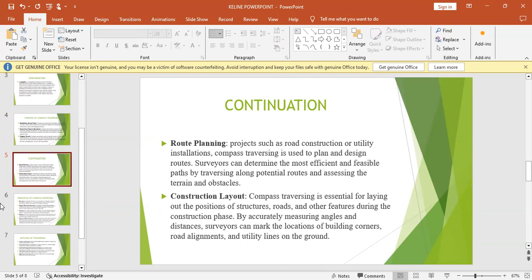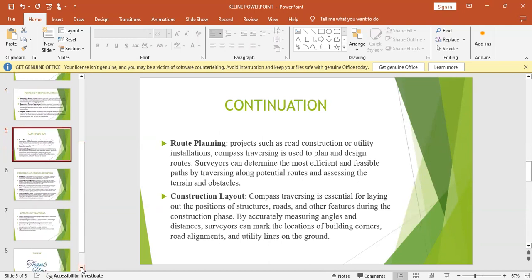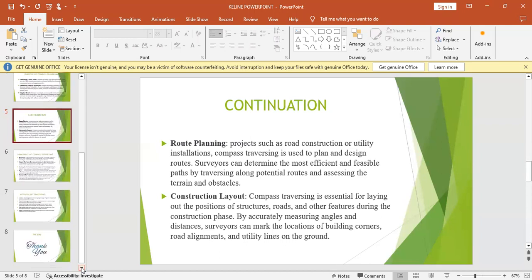Now, the fourth point is route planning. For projects such as road construction or utility installations, compass traversing is used to plan and design routes. Surveyors can determine the most efficient and feasible paths by traversing along potential routes and assessing the terrain and obstacles.